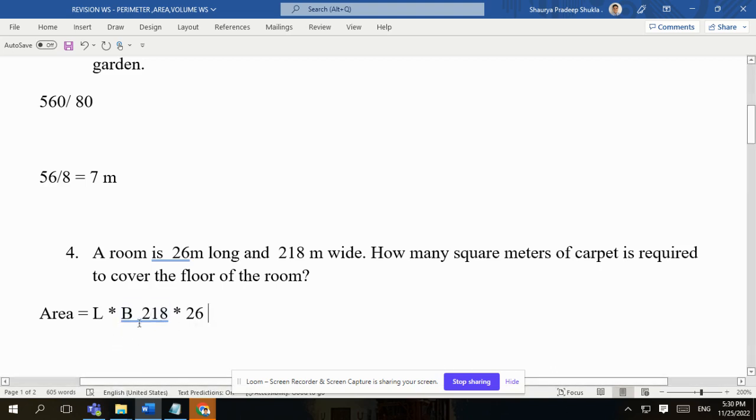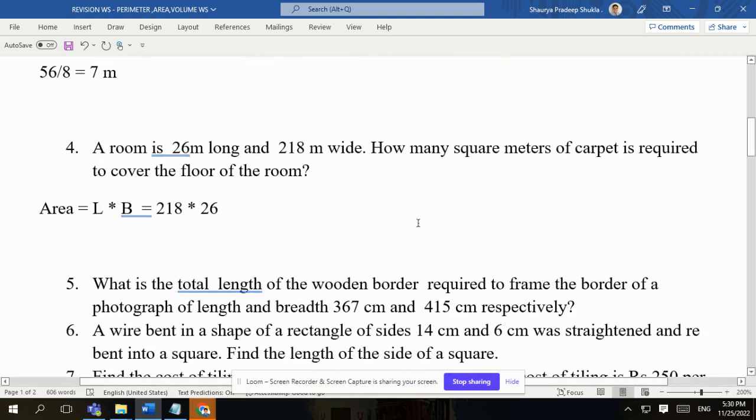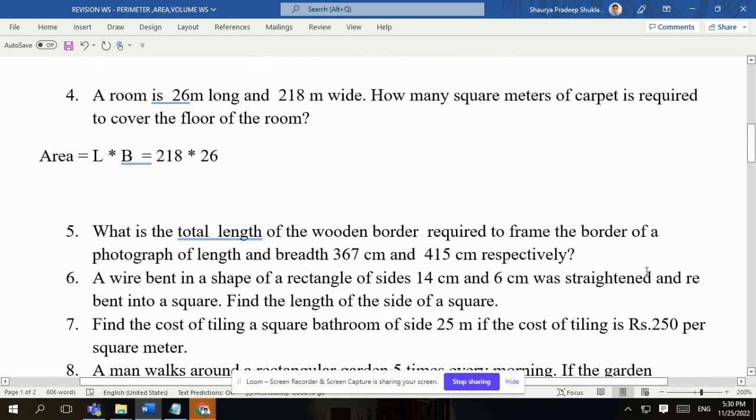And what will be the unit over here? Can you help me, Shaurya? It will be meters, as it's already mentioned here. Yeah, it should be square meter, like this. The way it's mentioned over here, square meter. You have to write it like this. Okay. Question number 5.